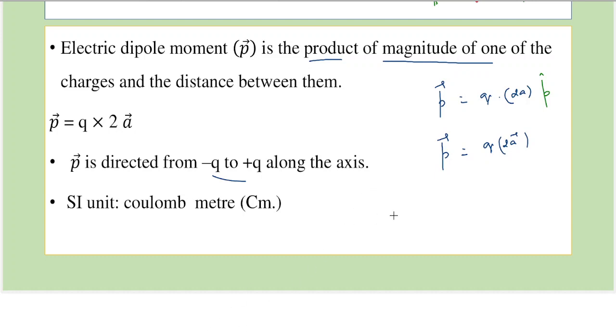Since dipole moment is defined as the product of any one charge magnitude and separation, in scalar form, or just its magnitude, it is equal to Q into 2A. So its SI unit would be coulomb meter. Keep in mind that it is coulomb meter, because many students write by mistake small c, small m. This indicates centimeter, which is not correct. It is capital C, small m, which is called coulomb meter.